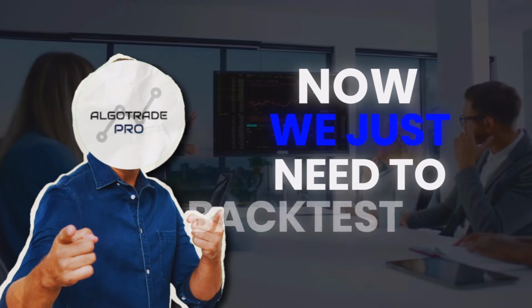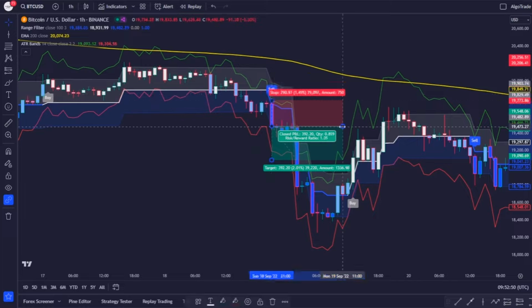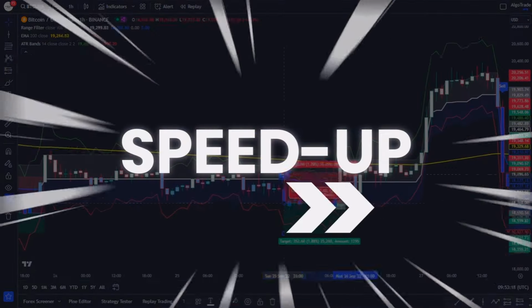Now we just need to backtest this system. While I could go back in time and test everything by hand, I prefer to speed up this process.